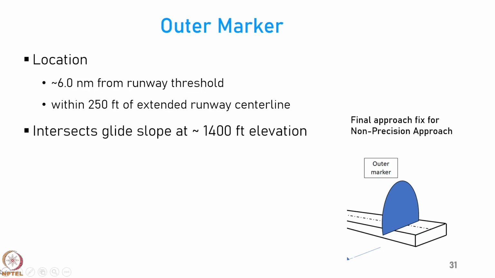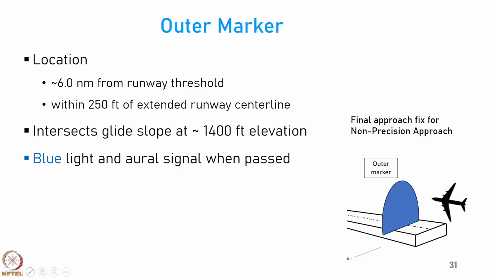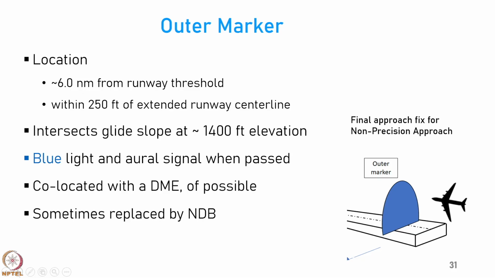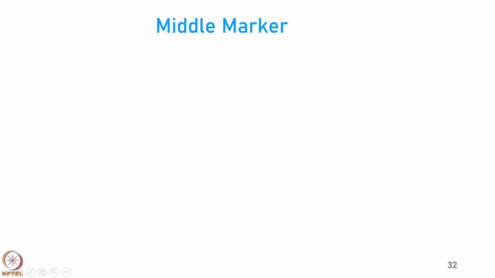It intersects the glide slope at 1400 feet elevation, and when the aircraft crosses the outer marker, the pilot gets a blue light flickering on the instrument board and an aural signal. This outer marker is normally co-located with DME if possible, and sometimes it is replaced by a non-directional beacon also.